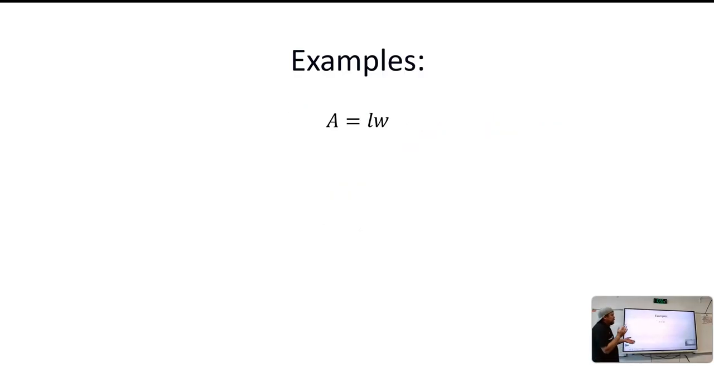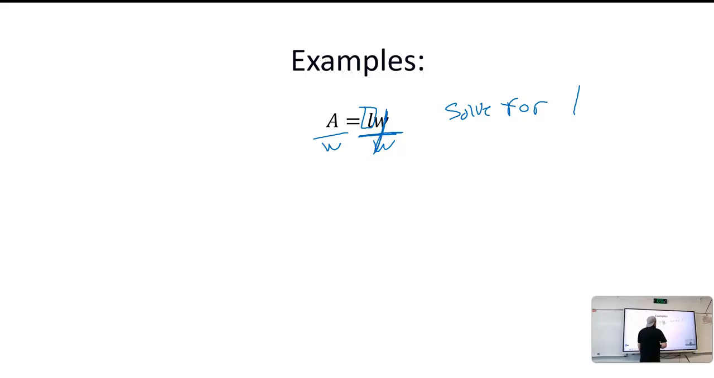Okay, area equals length times width. A equals L times W. Let's solve for L. All right, so this is L times W. So I'm going to divide both sides by W. That gets canceled out. And so I get area divided by W equals L. And you could rewrite it the other way.